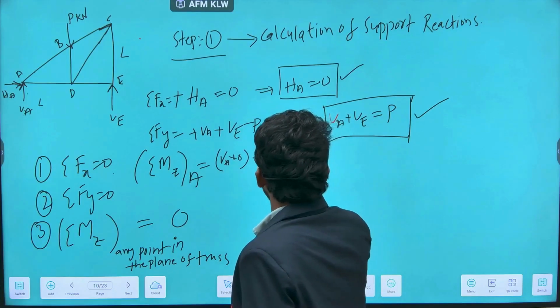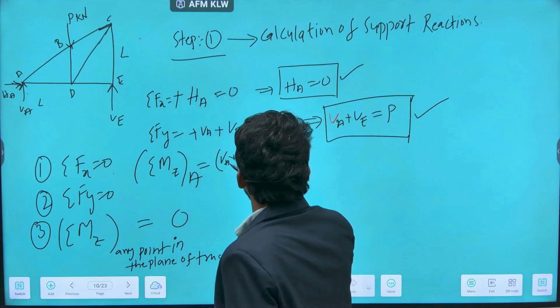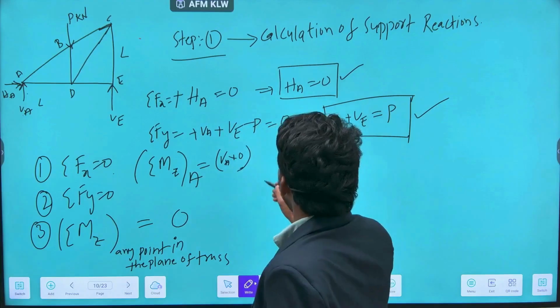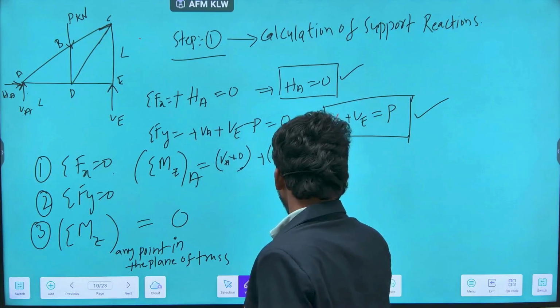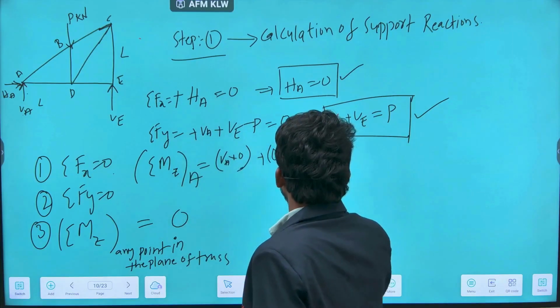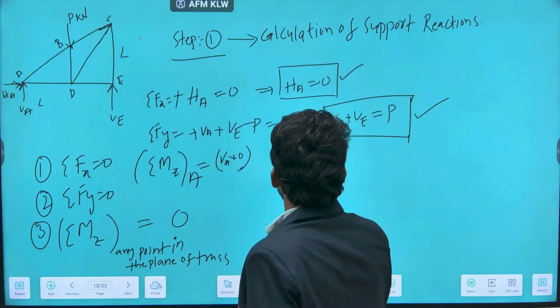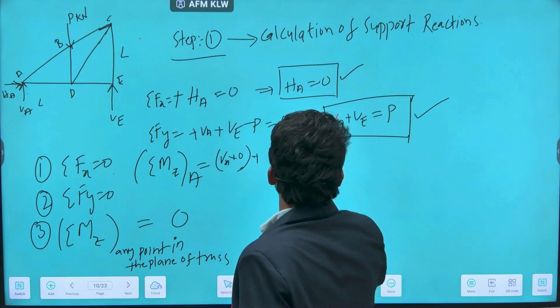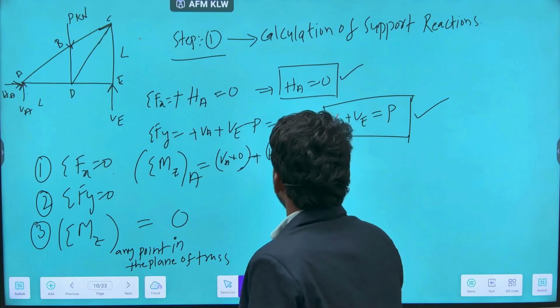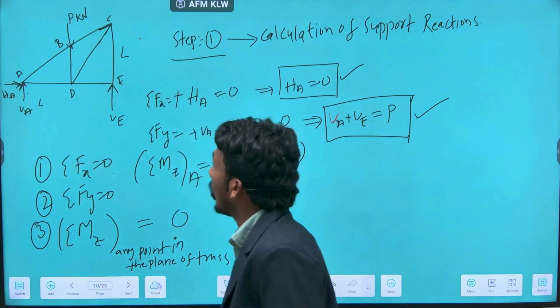So anyhow, HA is 0. No need to discuss HA. So it will be in simple 0 into 0, because HA is 0. Or simply we can write HA into 0 only for better understanding. So HA into 0.